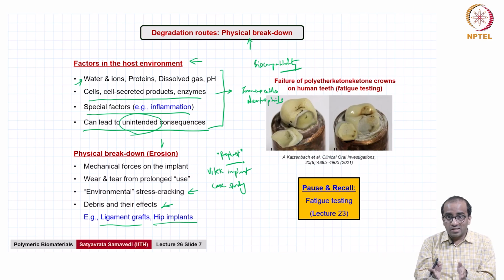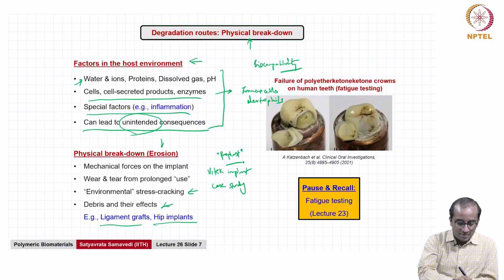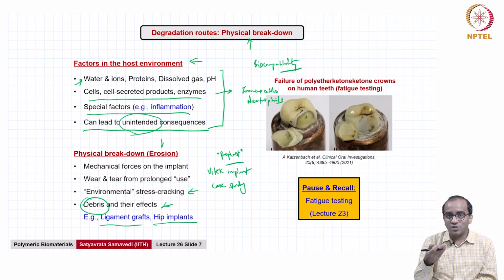It didn't lead to a decrease in molar mass because you're talking about carbon-carbon bonds which are extremely stable, right. Rather, what you're talking about is debris due to erosion arising from regular use, right, because of mechanical forces. So that's a good example to recall at this stage.